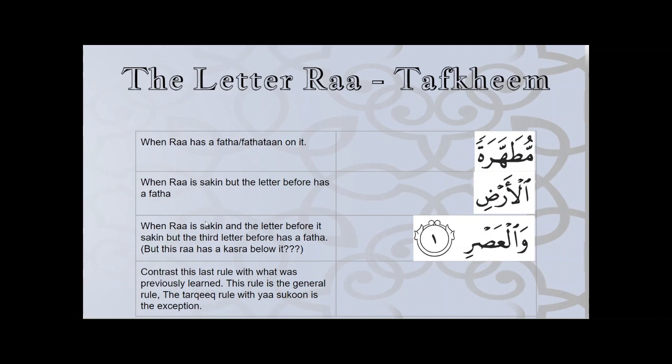And this is the third example. The ra is sakin, and the letter before it is sakin, but we're going to have to look at the third letter. And the third letter before has a fatha. So now, even though this ra has a kasra, because we're stopping at the ending of the verse, we're going to treat this ra as a sakin ra. So this is ra sukoon.